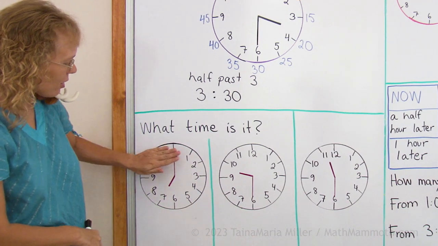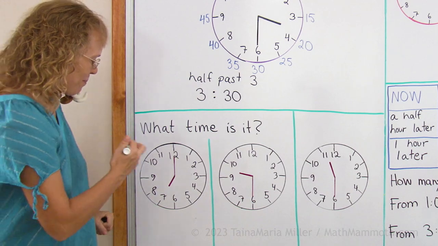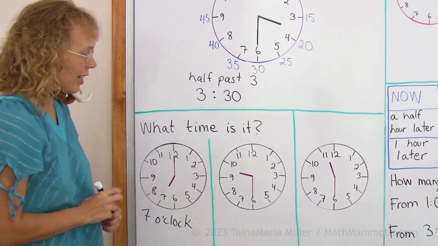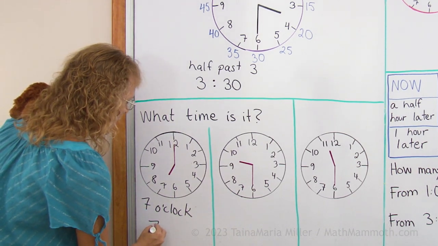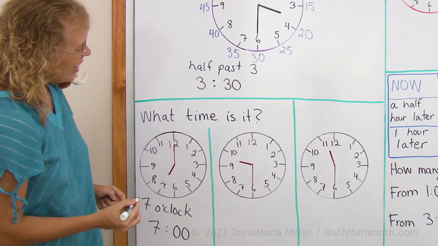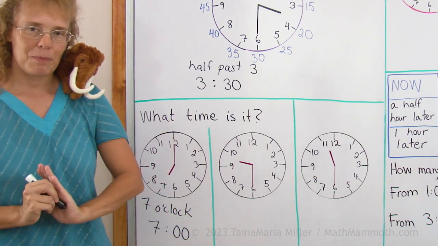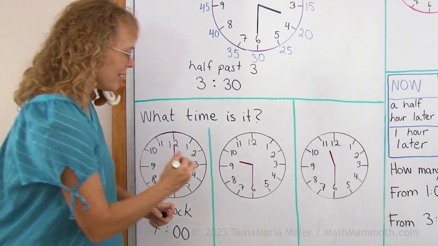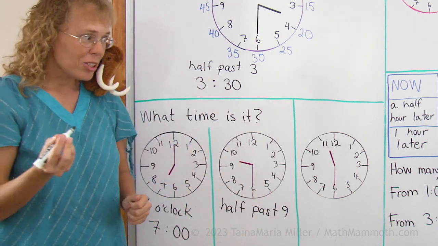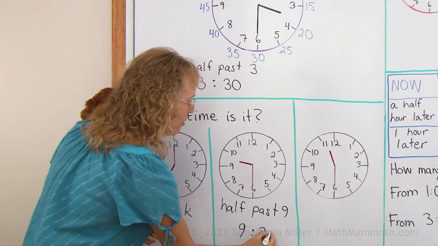What time is it? You can ignore the minute hand and tell what time it is. 7 o'clock, right. And the other way to write it is 7 hours, then the colon, and then the minutes would be 0:00. What time is it? 9:30, right? If I use numbers only, I put 9 for the hours, then a colon, and then 30 for the minutes.